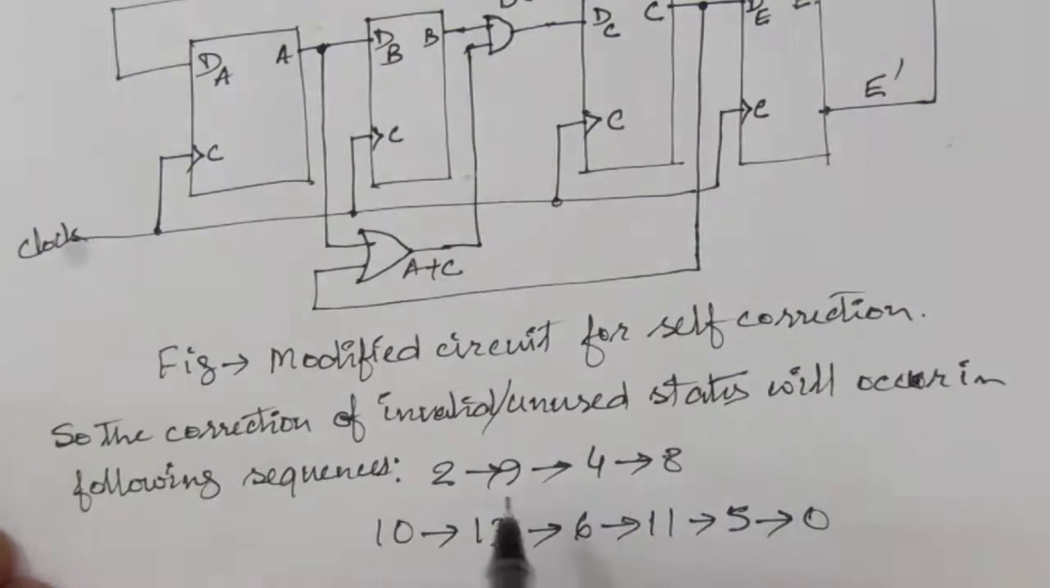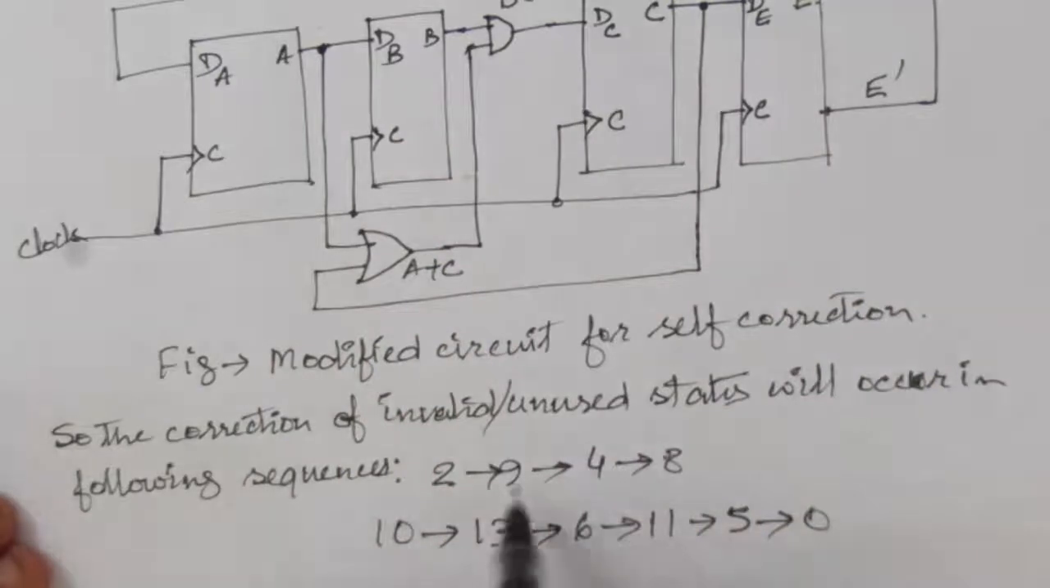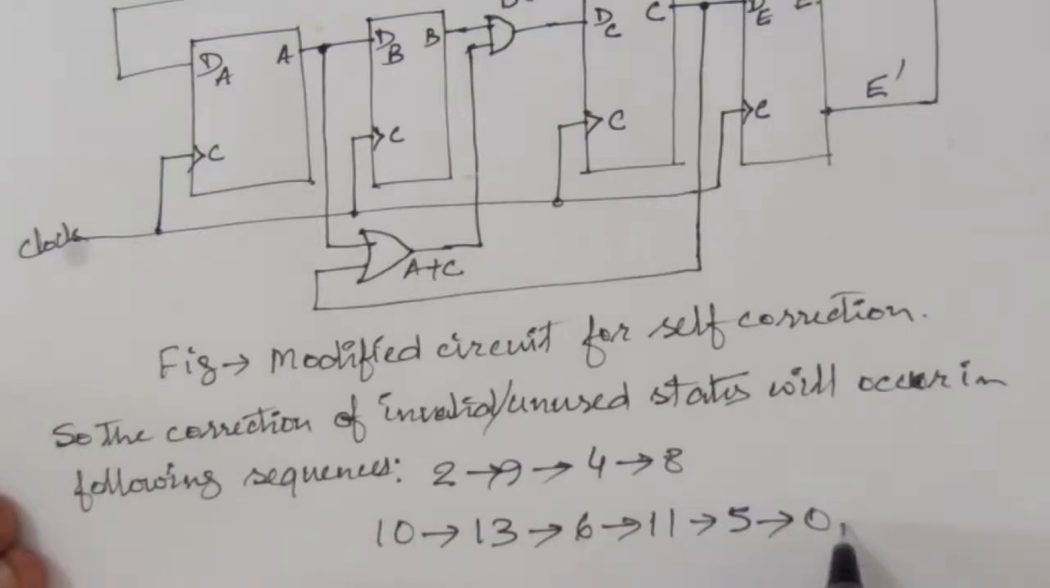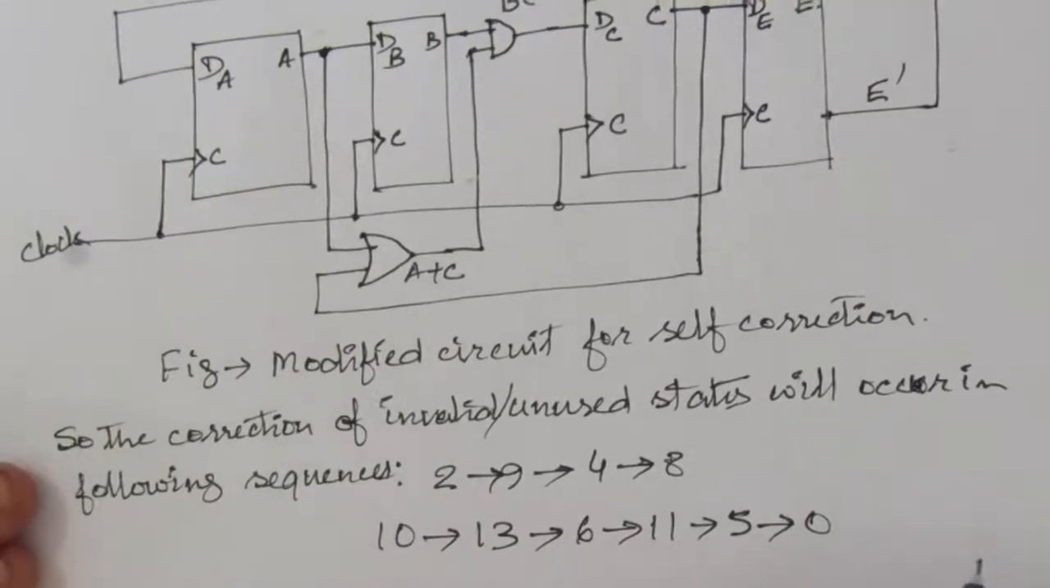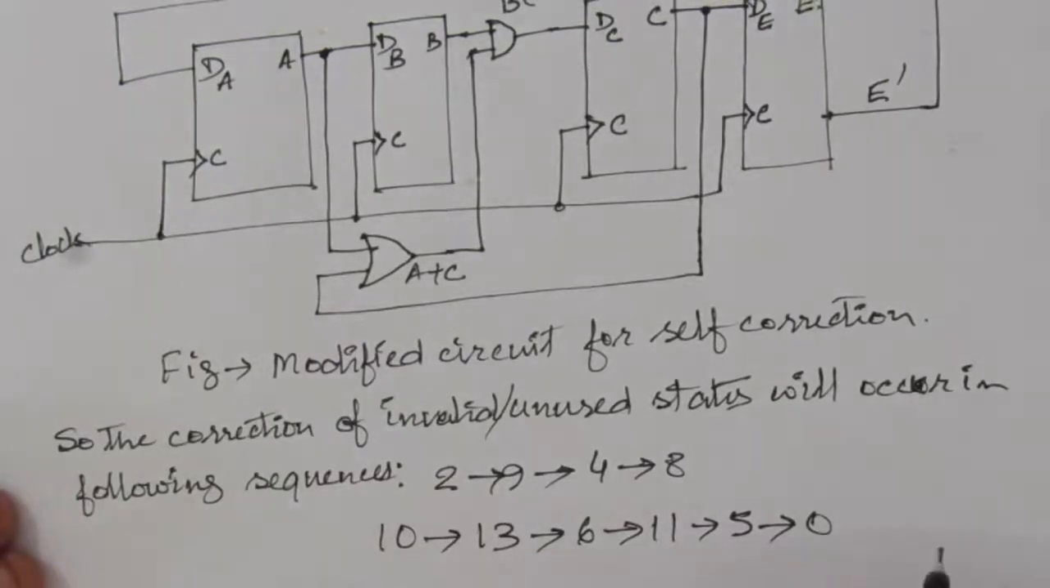So here we can see that if we have any one of these unused states, with the modified design, this will be corrected to some used state. Whenever we have any one of these unused states from 10, 13, 6, 11, and 5, it will go to a used state 0. That means whenever we have any one of these invalid outputs of 10, 13, 6, 11, or 5, this circuit will automatically correct and it will bring the output to 0. That is a used state. Okay, so this is the solution of the problem number 6.29 from the chapter number 6.